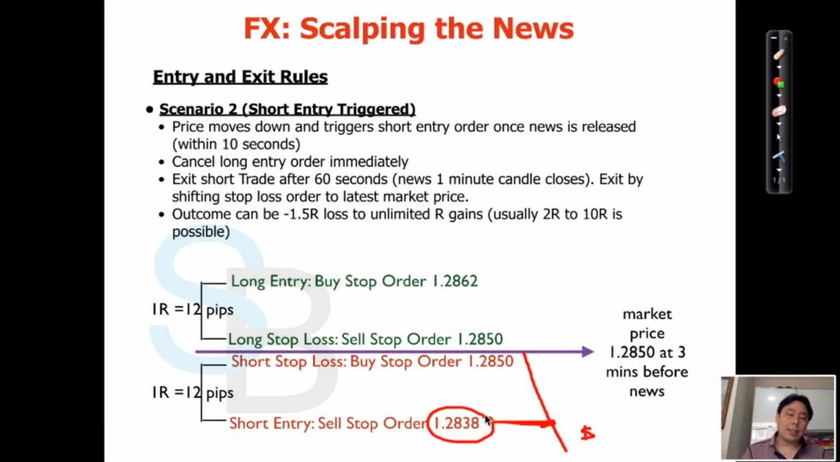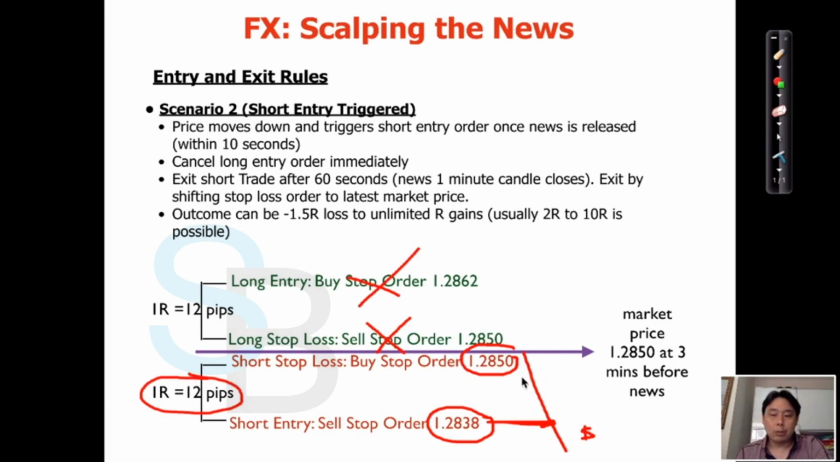Okay, so the moment your sell order is triggered, what do you do? You immediately cancel the buy order and the stop loss. All right, as it says here, cancel long entry order immediately. So when do we exit the short trade? Again, 1 minute after the news is released. So the news is released at 9:30 and 9:31. The moment the 1 minute candle closes, we will exit the trade. And again, how do we exit the trade? By shifting our stop loss to the latest market price. So our initial stop loss is at 2850, which is 12 pips away.